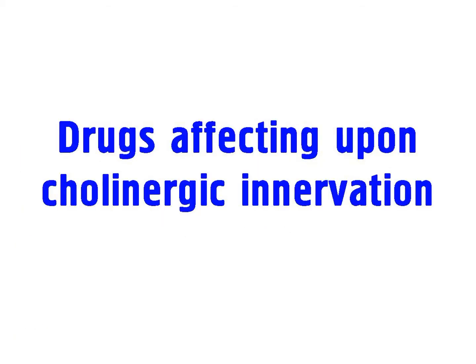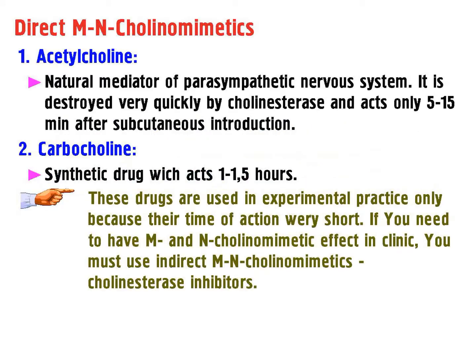So let's move to the pharmacology of the drugs that affect cholinergic innervation. Before we start to talk about the classification and pharmacodynamics of these agents, few words about these two substances, acetylcholine and carbocholine, which belong to the group of direct M and N cholinomimetics.